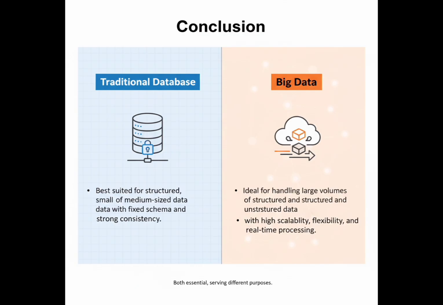And finally, I conclude that a traditional database is a type of database which is best suited for structured and medium sized data with a fixed schema and strong consistency, whereas big data is best suited for handling large datasets, structured, semi-structured, and unstructured data even. It also provides high scalability, flexibility, and it works with real-time processing of the data.